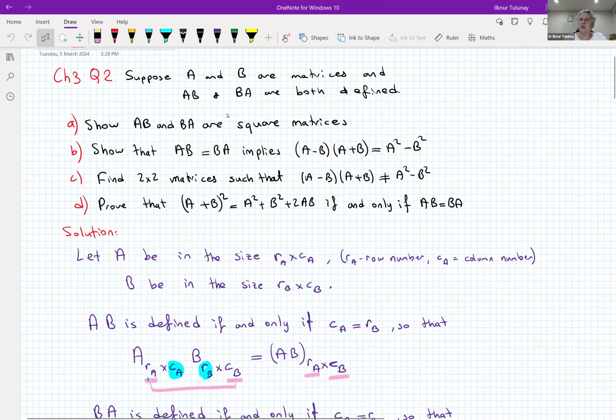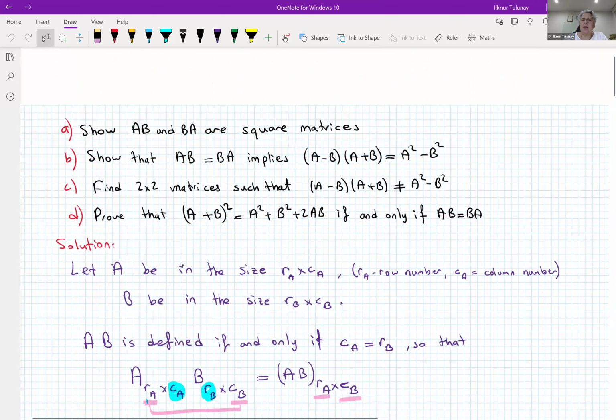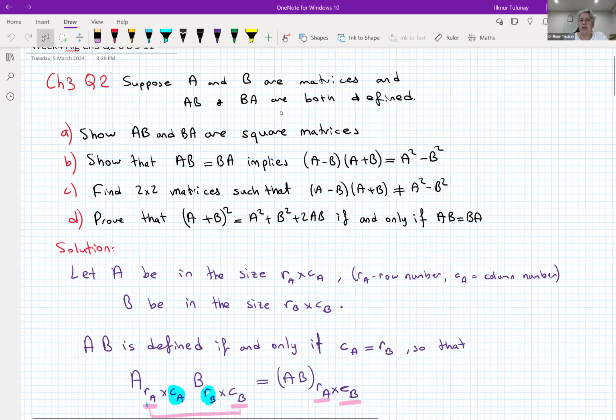Here we have general matrices. You have A matrices and B matrices, and we are only given that AB and BA are both defined. Then we would like to prove these claims one by one. First, let's prove that AB and BA are square matrices. What do we mean that AB and BA are both defined?